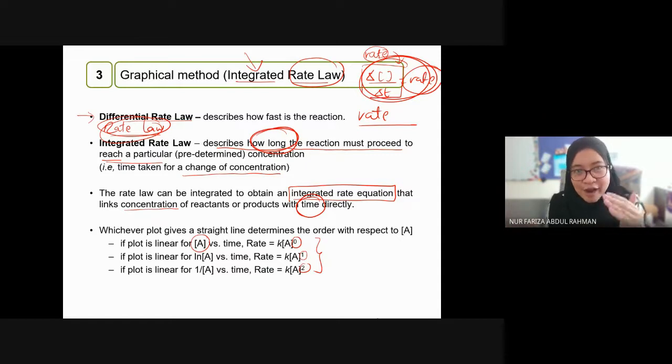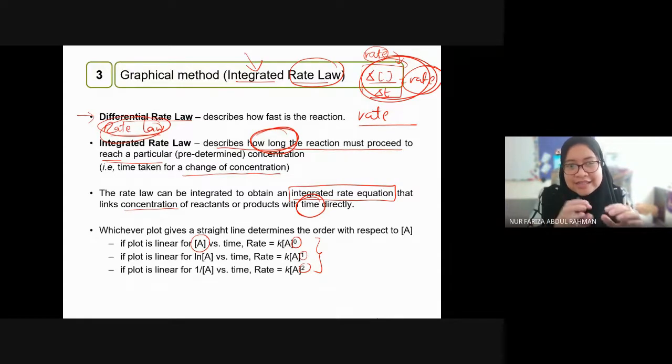Tapi how do we determine the order by using this integrated rate law? How? Tadi dia bagilah, tadi dah bagi unit of rate constant kan. Maksudnya indirectly it's already given to you. Okay? Ini cara paling basic sekali. Maksudnya you have to work from scratch. How do you determine the order? By using this integrated rate law. You have to have the graph. You have to plot a graph.